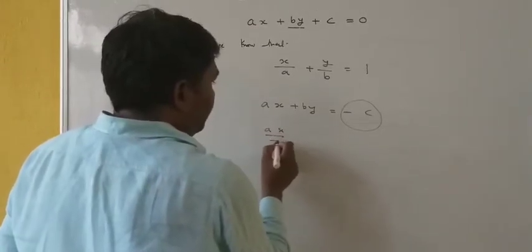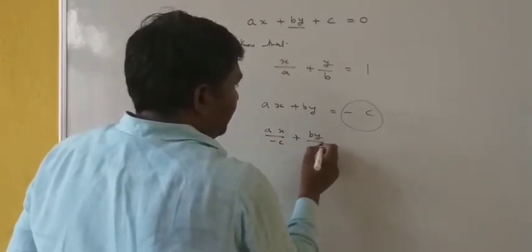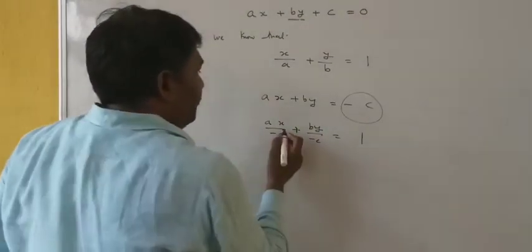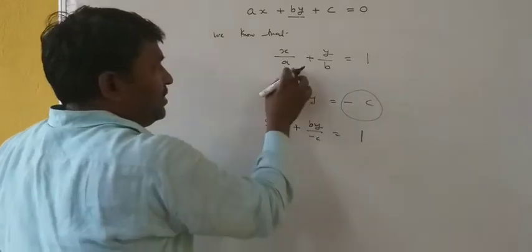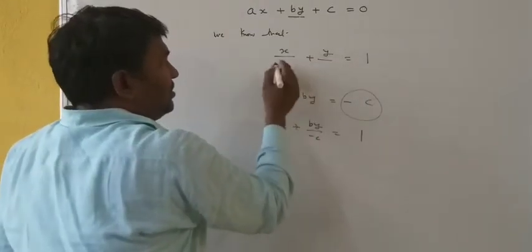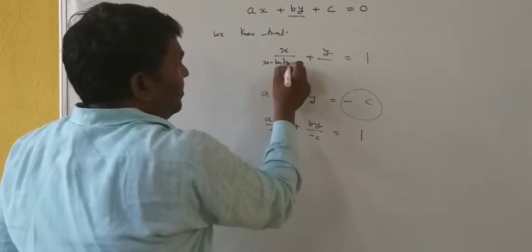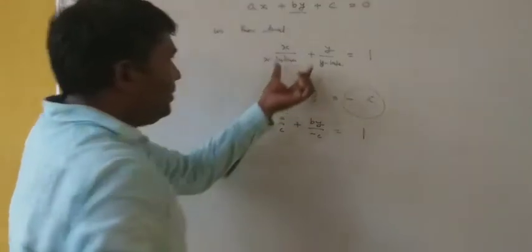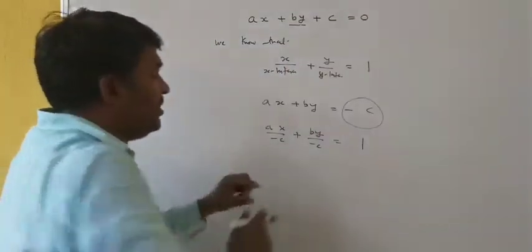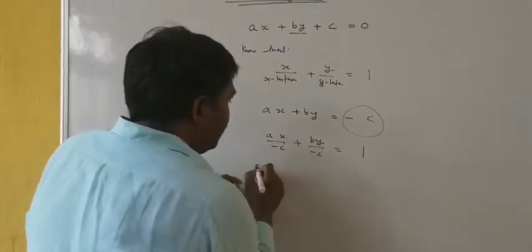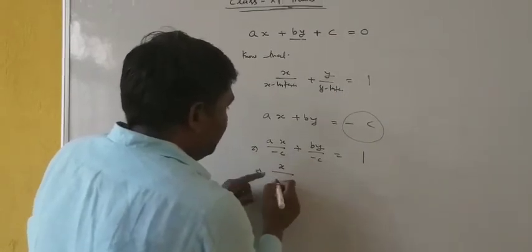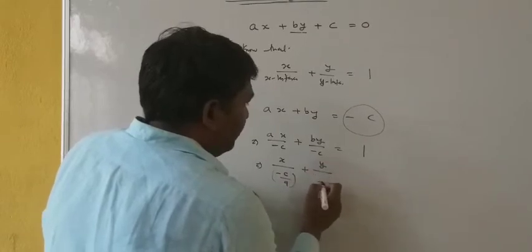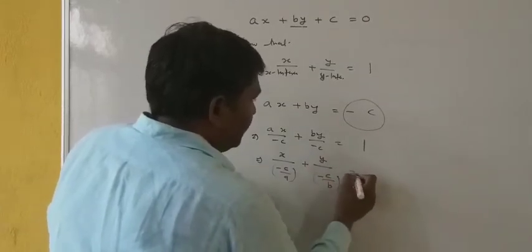So ax upon minus c plus by upon minus c is equal to 1, since minus c upon minus c is 1. So from here you have to convert this in this form. X upon something, you can take it as x intercept, and here y intercept. Okay, so in this form x upon something plus y upon something. So this can be written as x upon minus c upon a plus y upon minus c upon b. This is equal to 1.